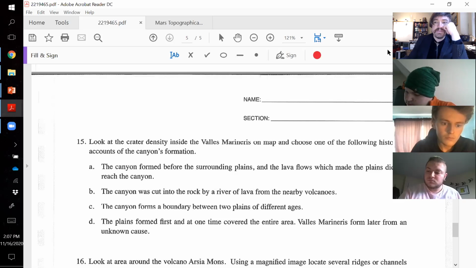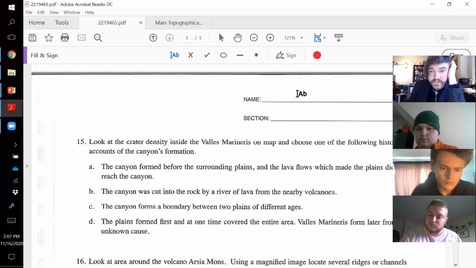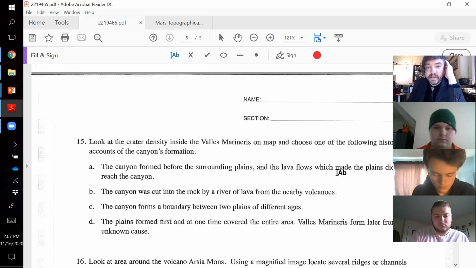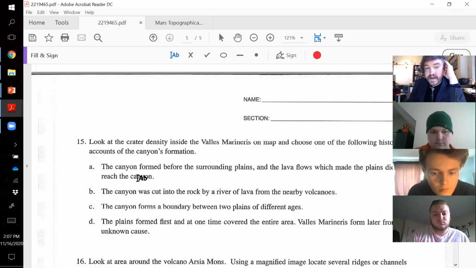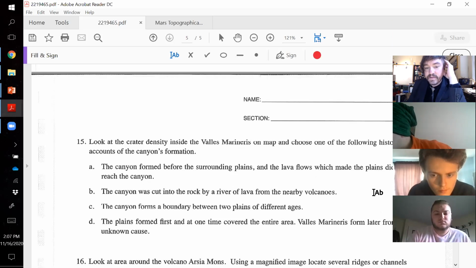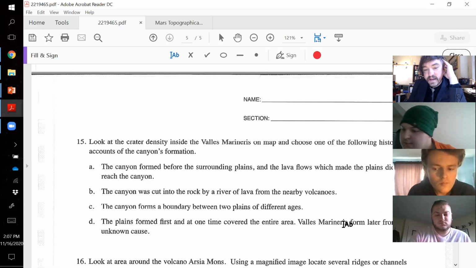Look at the crater inside the Valles Marineris and let's choose one of the following historical accounts. The canyon formed before the plains, and lava flows which made the plains did not reach the canyon. The canyon was cut into the rock by a river of lava. The canyon forms a boundary between two plains of different ages. Or the plains formed first and at one time covered the area, and Valles Marineris forms later from an unknown cause. None of these options are awesome, but which is the least sucky option?